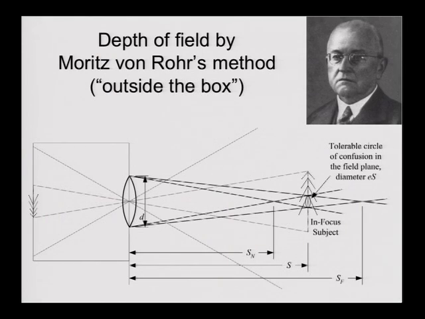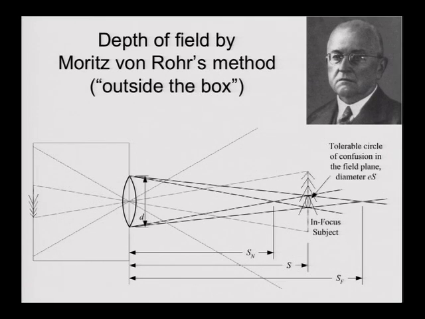This is one of my favorite old opticians, Moritz von Rohr, from the, what was it called, the Carl Zeiss Works in Jena. These guys worked out a lot of really great modern optics in the late 19th century that's still very relevant. This particular one is how to think about calculating the depth of field.